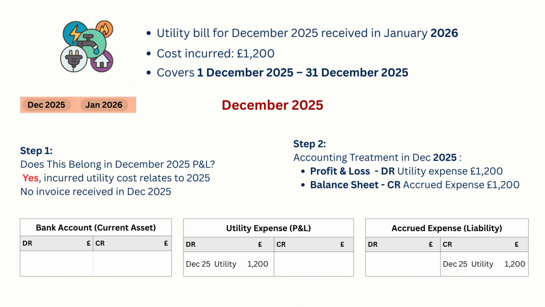Step 1 is to ask, does this cost belong in December's profit and loss? The answer is yes, because the utilities were used in December. Even though no invoice was received, we must recognise the expense. In December, we debit utility expense £1,200 in the profit and loss and credit accrued expense on the balance sheet. This shows that we have recognised the cost and recorded a liability.